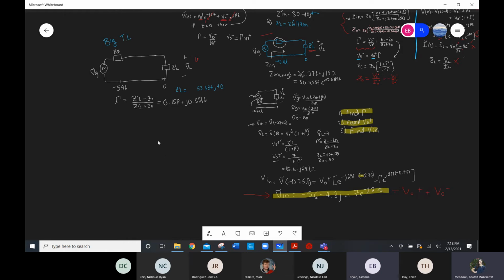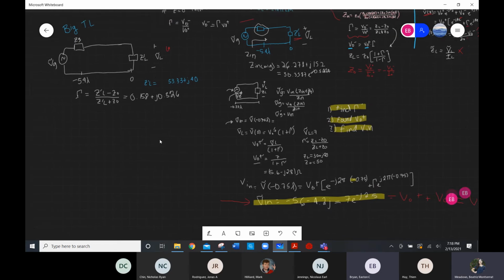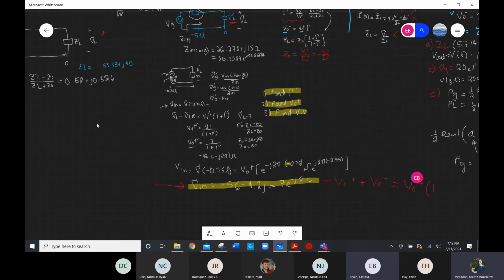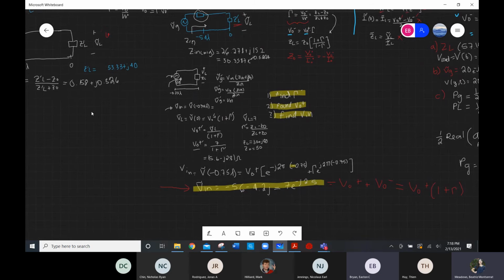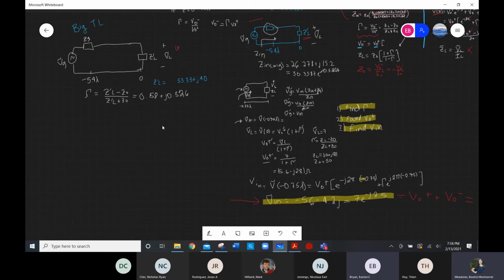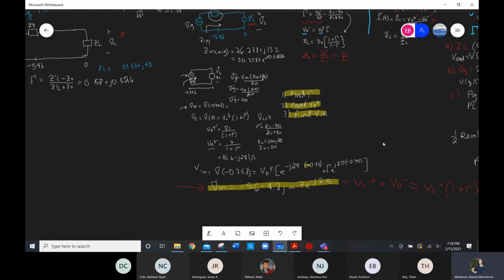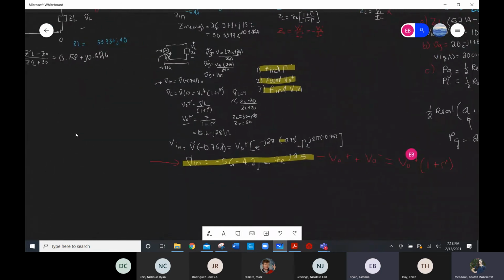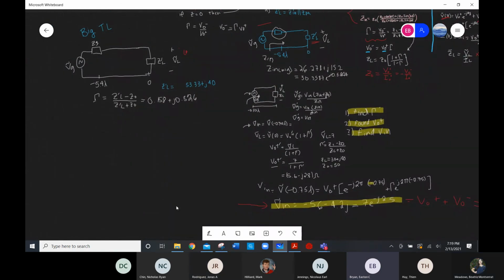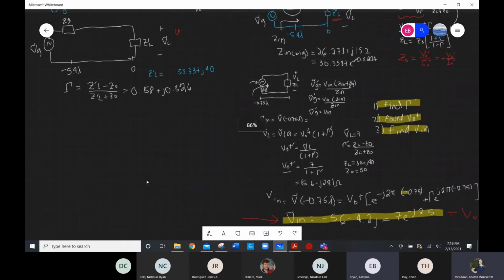And that's also just V0 plus times 1 plus gamma. Sorry, reflection coefficient. Did you guys already find R prime? So you're telling them that the next thing they need to find is V naught plus, right? You guys already found this reflection coefficient here. Yes. Okay, so all you need to do is find V naught plus.